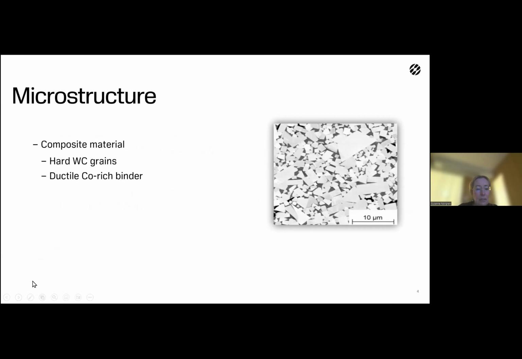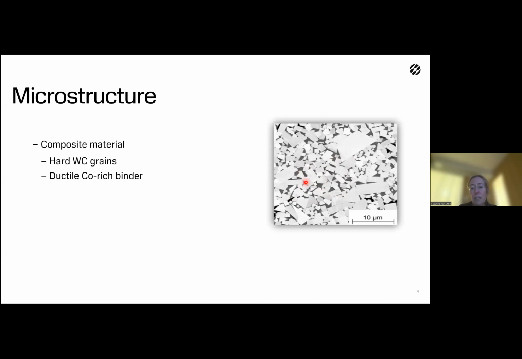The microstructure of cemented carbide is, as you can see, a composite material, and it consists of tungsten carbide grains. I guess these are the white grains in this image. And then the cobalt binder, which is the gray phase in this image. As you can see, the grain size of the tungsten carbide grains is quite small. It varies from around 0.2 microns up to 15 microns, and it's selected depending on the application.